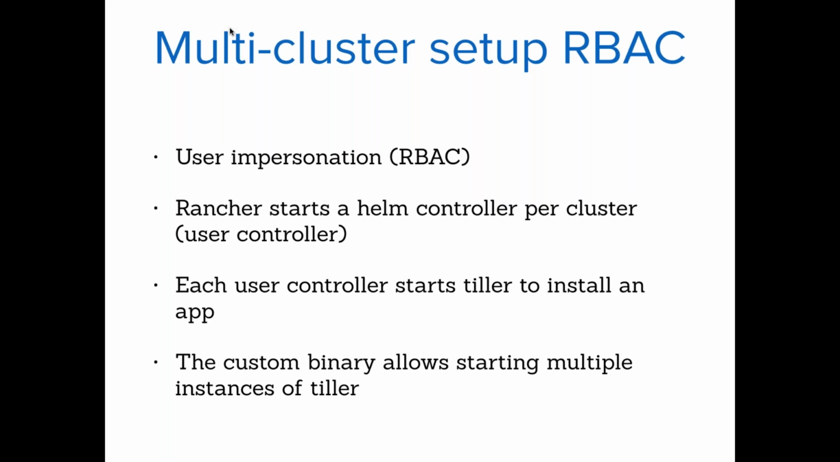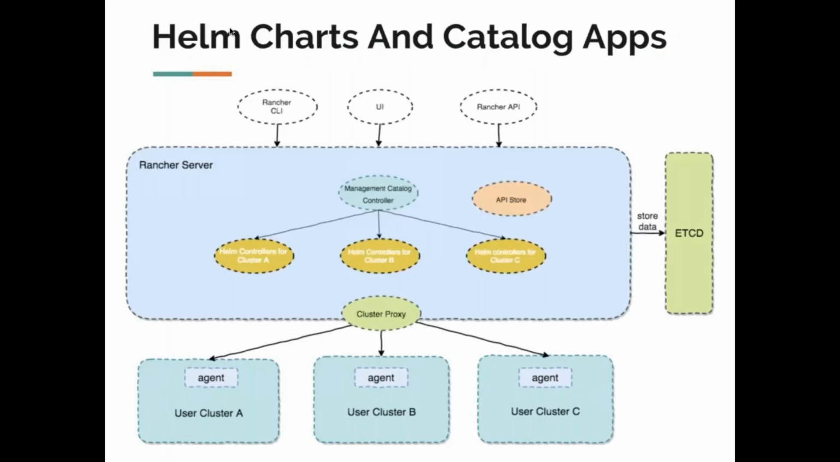Also, instead of starting Tiller as a pod in each user cluster, we start Tiller as a process for app installation. This also makes app installation in parallel possible. Now, this is kind of like a high-level diagram showing how we manage the Helm installation.